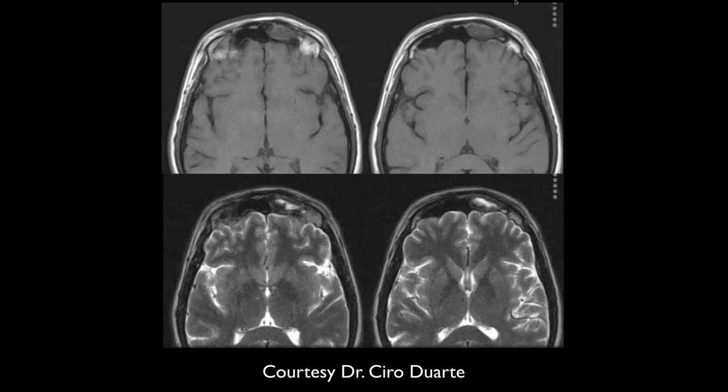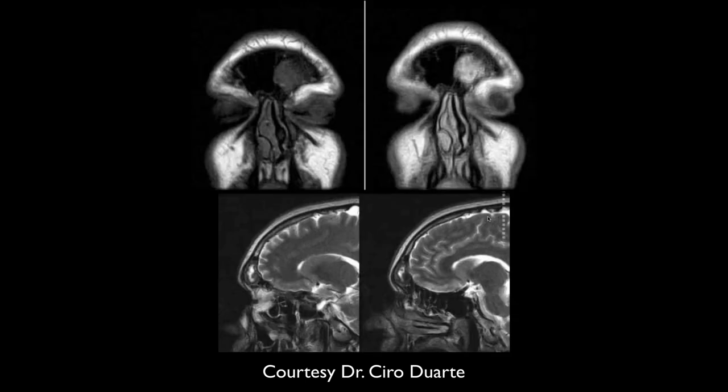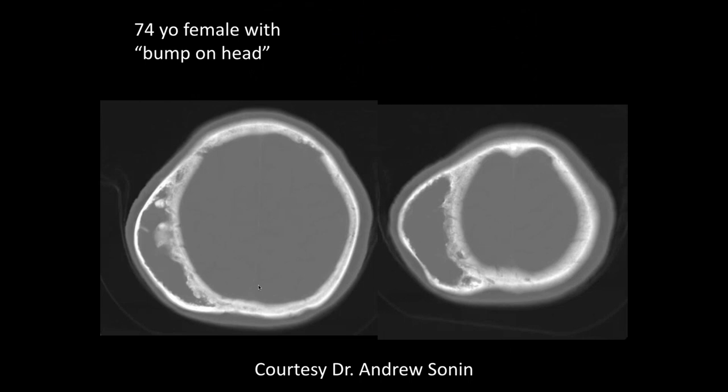What follows the bone marrow signal in T1? There's some T2 hyperintensity in the mass. If I was dysplasia, it can be osteoma. Okay, good. And this turned out to be an ossifying fibroma.